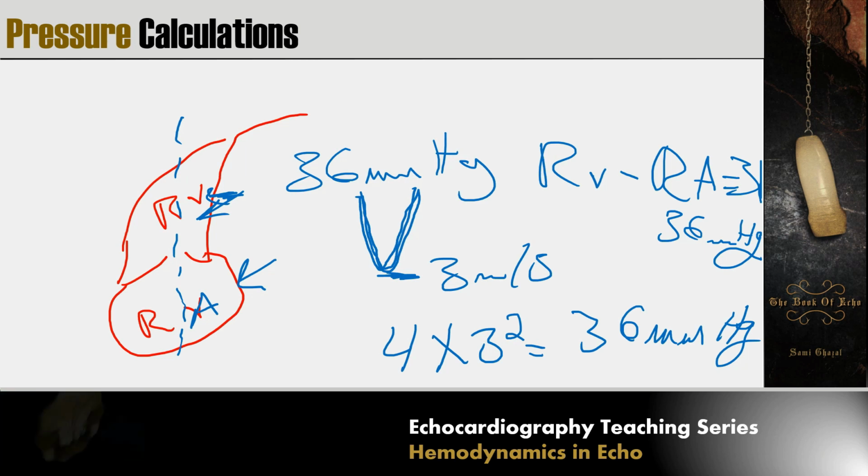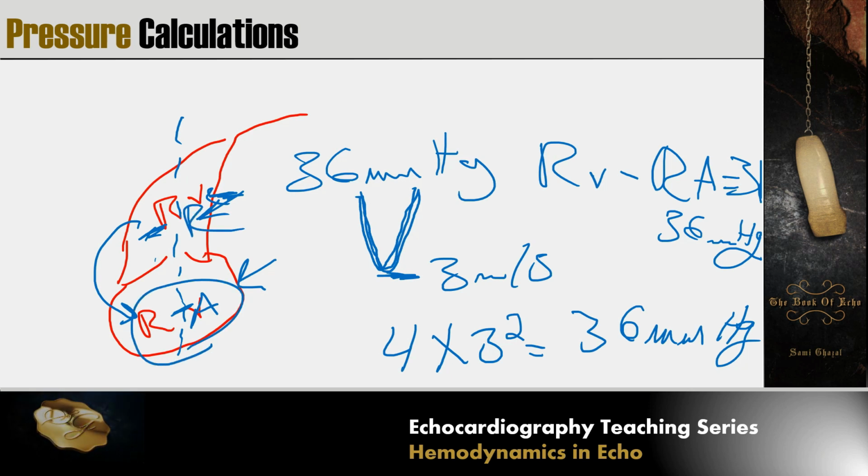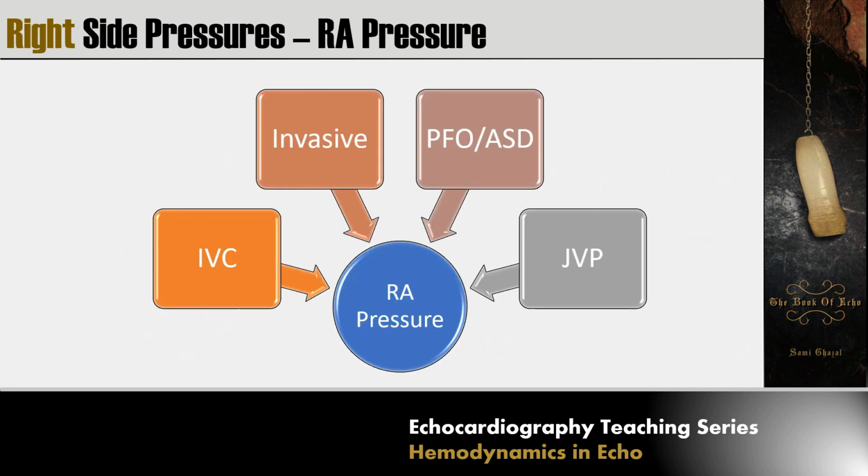So if the flow is directed from this chamber to this chamber, it means that this chamber has a higher pressure than this chamber. This is why in diastole, the RA pressure is higher than the RV pressure, and the flow goes from the RA all the way to the RV. Now we'll see a few examples of pressure calculations. We'll start with RA pressure calculation as well as estimation.